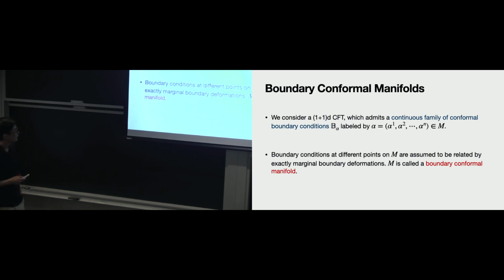So now let's finally move on to our main interest. Consider some fixed 1+1 dimensional CFT, or 2D CFT, of interest, which admits a continuous family of conformal boundary conditions in the sense we discussed at the beginning. So they are related by exactly marginal boundary perturbations. These boundary conditions B sub alpha are labeled by these parameters alpha inside this parameter space M, the boundary conformal manifold.